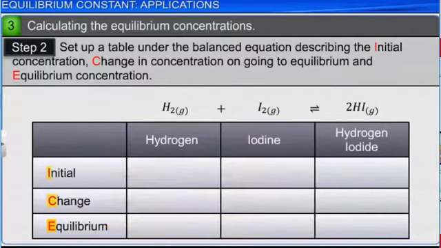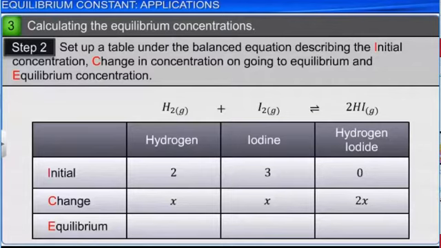In constructing the table, use X to show the change in concentrations of the species. Use the stoichiometry of the reaction to determine the concentrations of the other substances in terms of X. The ICE chart for the given problem: the initial concentrations of hydrogen and iodine in the reaction mixture are 2 moles and 3 moles respectively, while it is 0 for hydrogen iodide as it is not present at the beginning of the reaction.